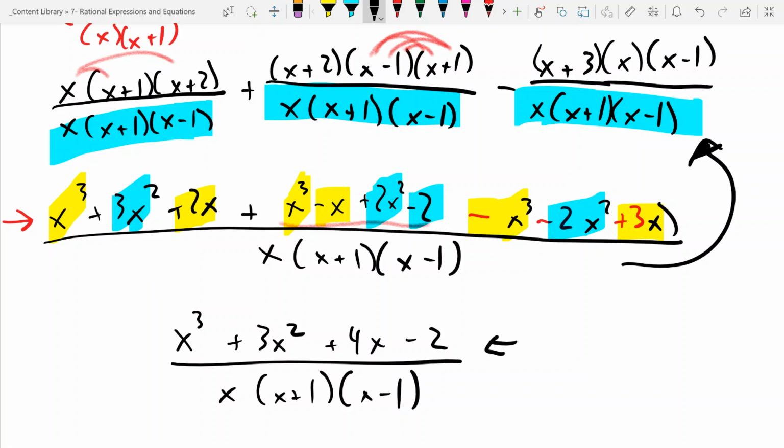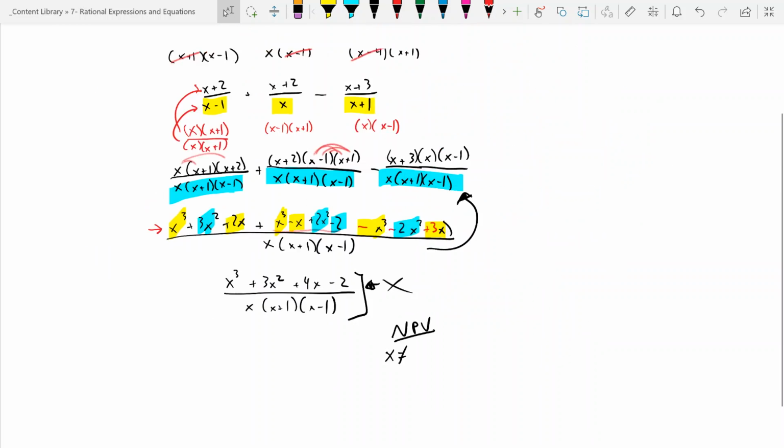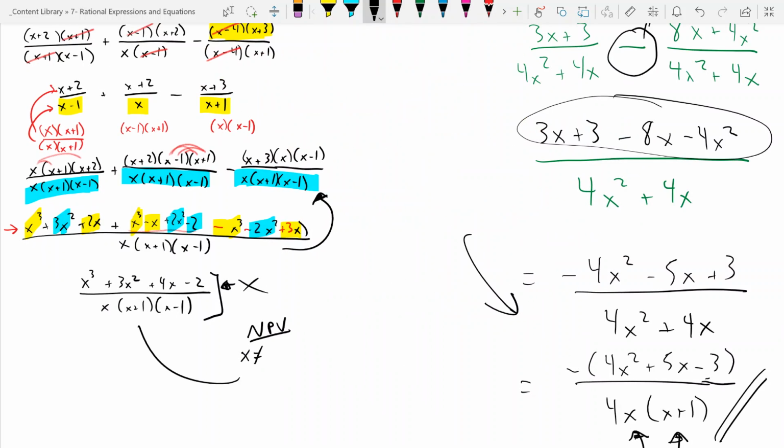What I would have said is if this was a trinomial, you could factor it and maybe reduce, but because it's like 4 terms, you're not going to do anything with it. This ends up being the final answer. Okay? The last thing I have to do that I did not do yet is write my NPVs. What x cannot equal. So if we just look at this part right here, we can see some of them. I know it's 0, I know it's -1, I know it's +1.